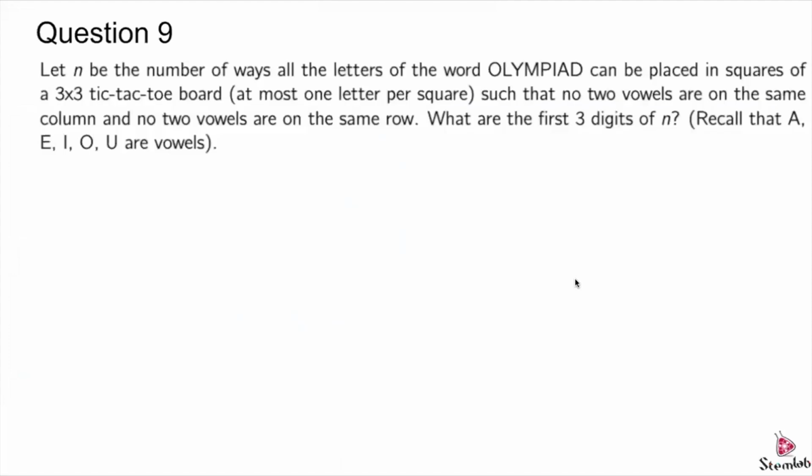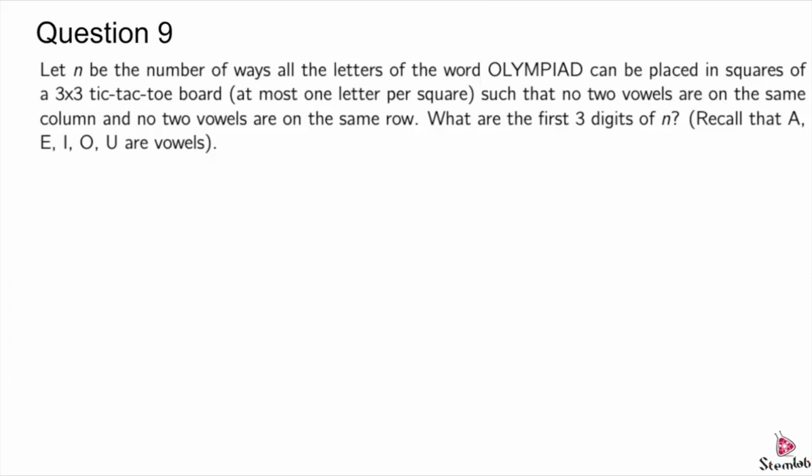Okay. Question 9. Let n be the number of ways all the letters of the word Olympiad can be placed in squares of a 3x3 tic-tac-toe board, at most one letter per square, such that no two vowels are in the same column and no two vowels are in the same row. What are the first three digits of n? Recall, A, E, I, O, U are vowels.